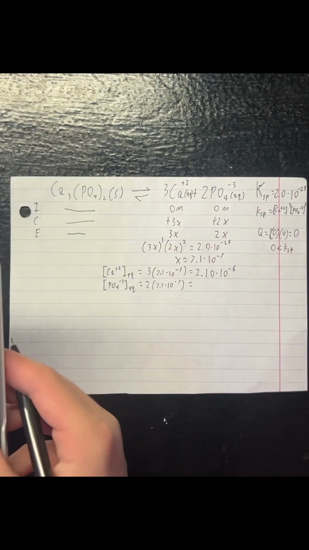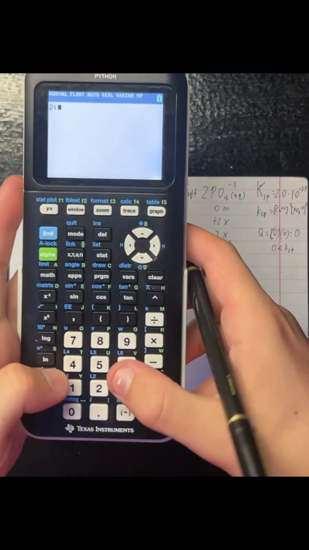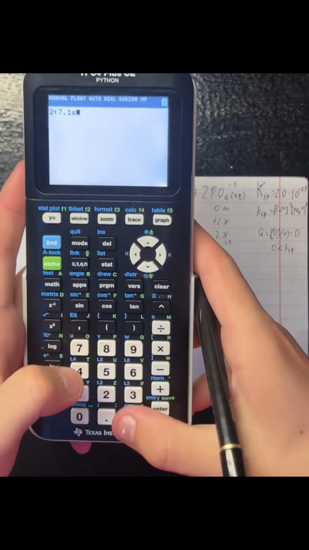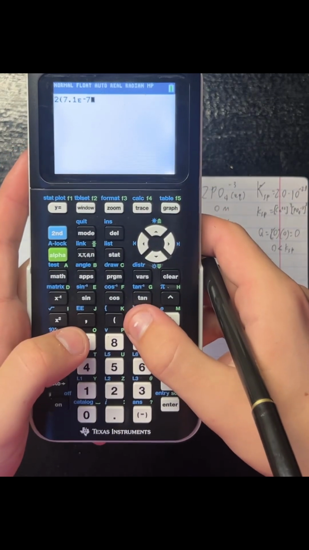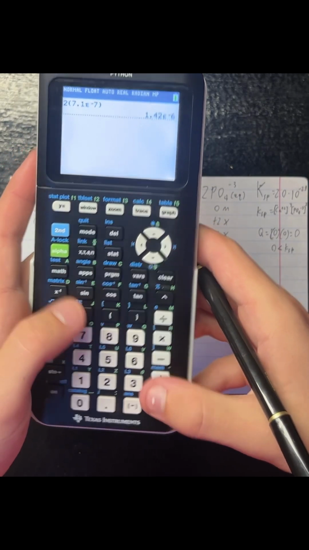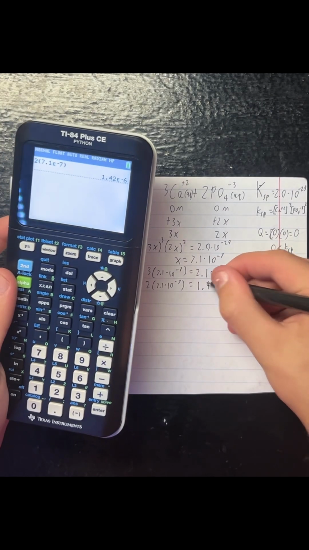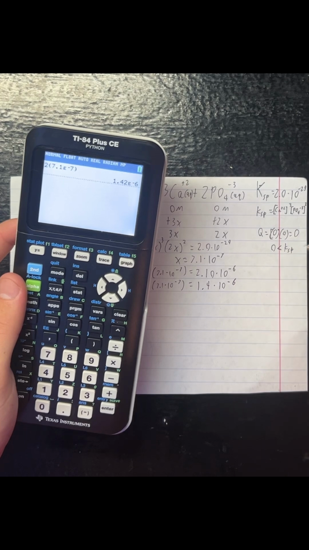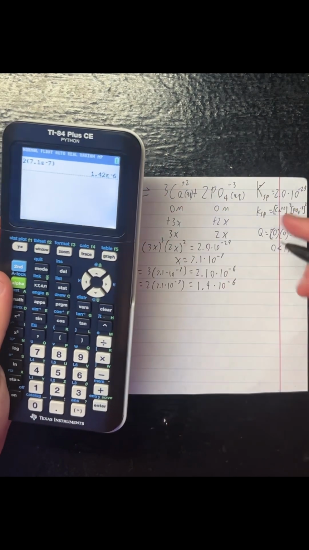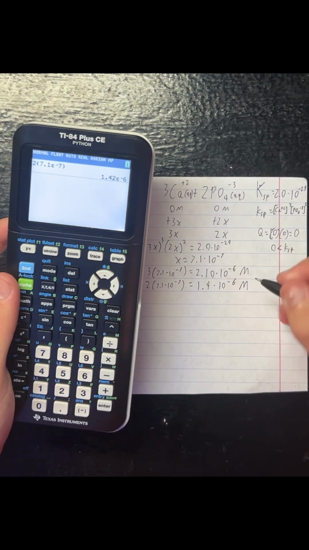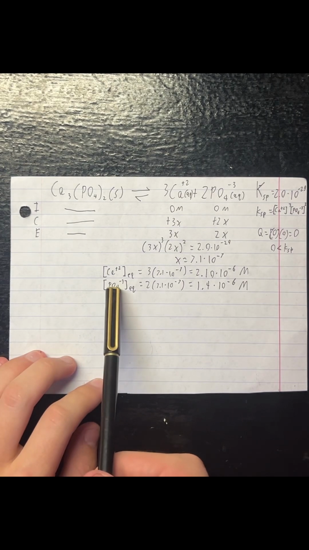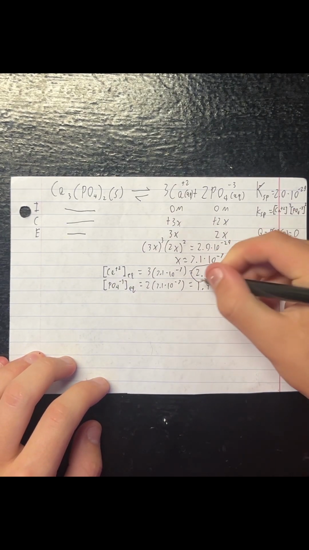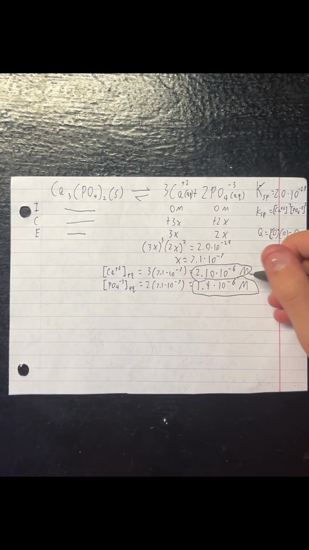And then we can do 2 times 7.1 times 10 to the negative 7. And for this one, we get 1.4 times 10 to the negative 6. And these are molar. And that is how you find the equilibrium concentration. And there's your answer.